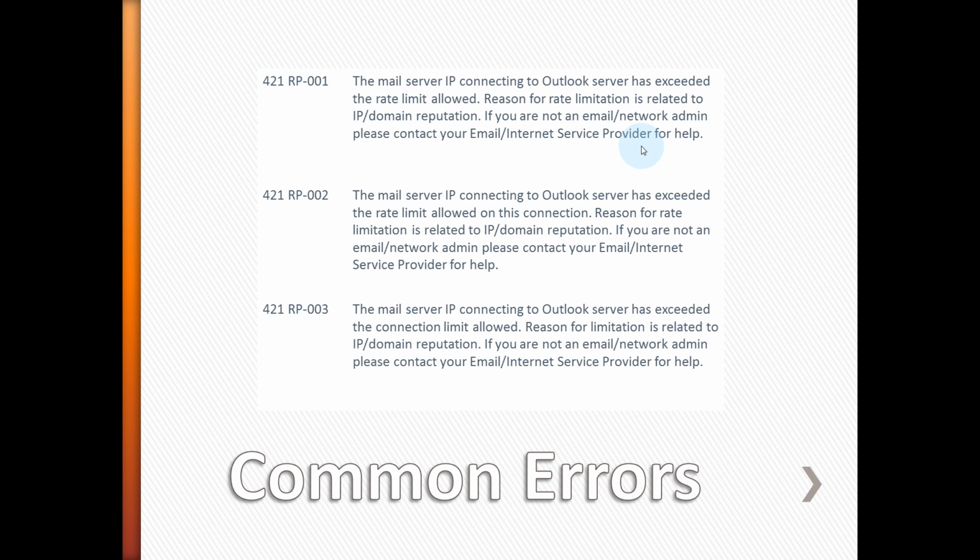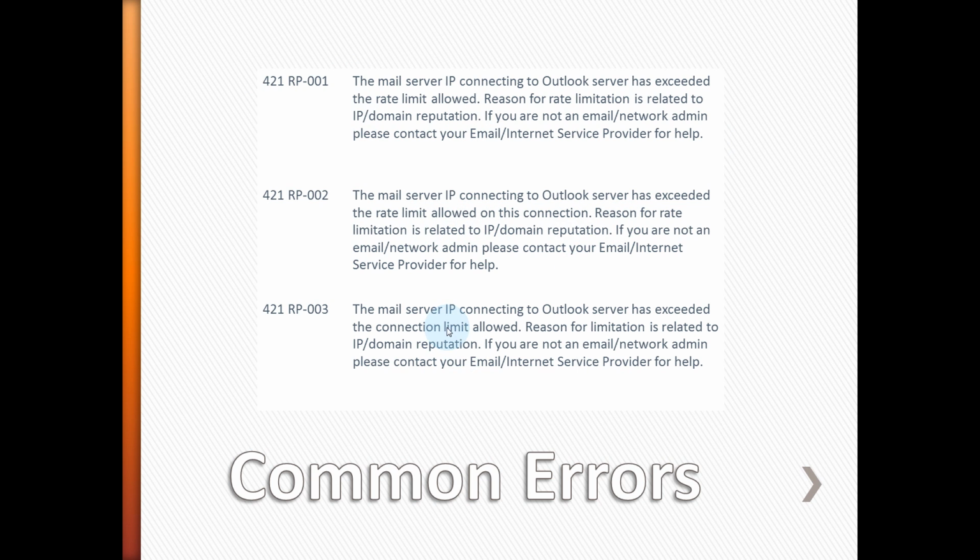You can see here that these come from Microsoft, their Live accounts and their Hotmail accounts. Their 421 RP001 error is that the mail server IP connecting to the Outlook server has exceeded the rate limit allowed. There's your rate limit. Their 002 is that the mail server IP connecting to the Outlook server has exceeded the rate limit allowed per connection. This one is the rate limit per connection, and this exceeds the connection limits allowed.